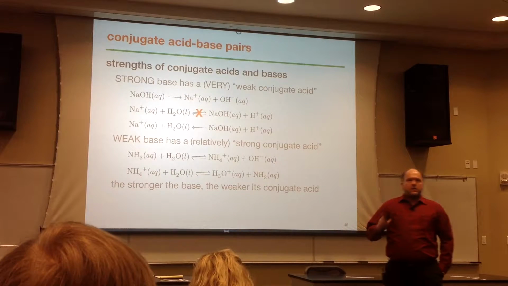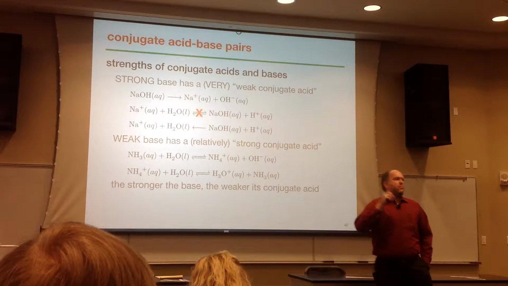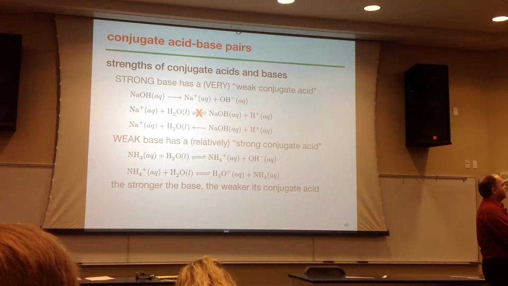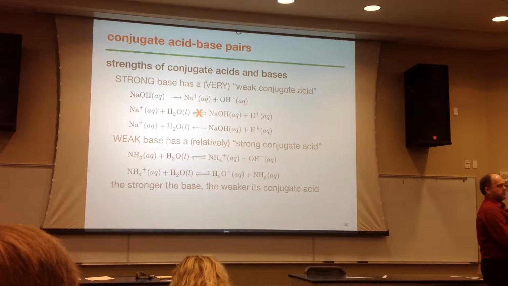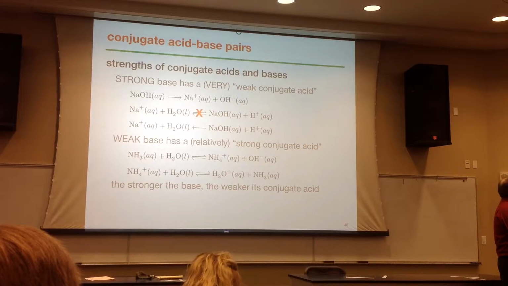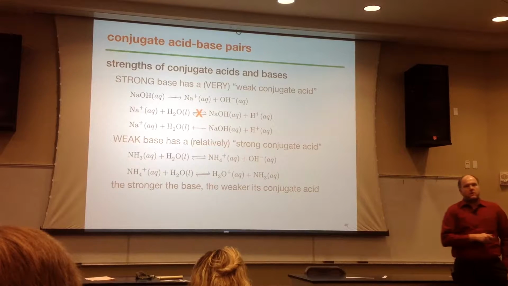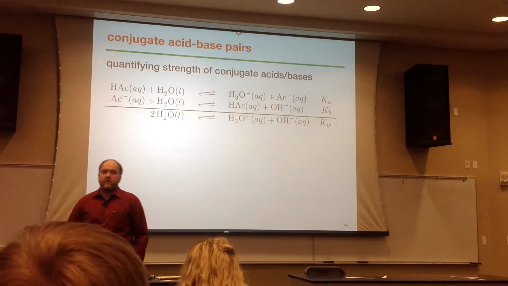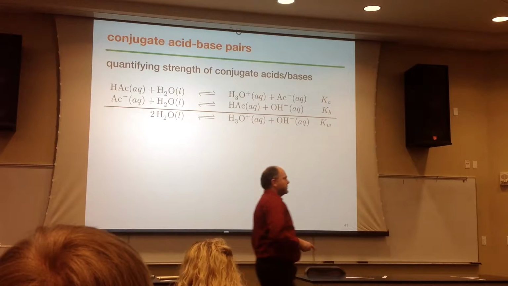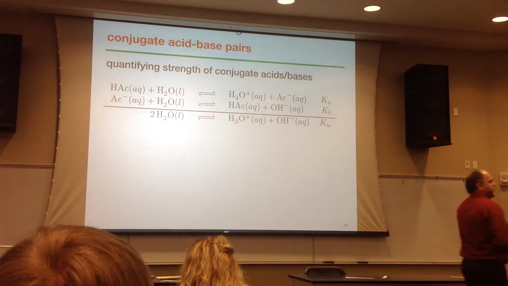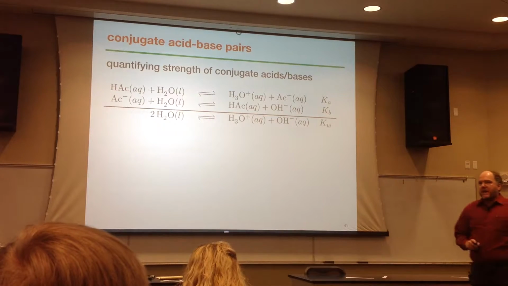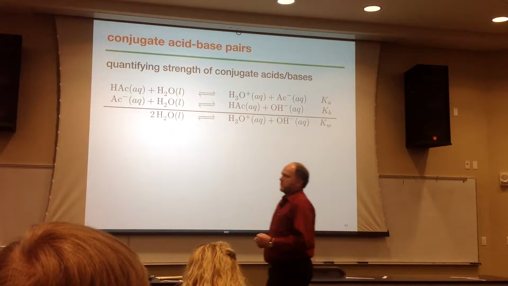Okay? So again, the stronger the base, the weaker its conjugate acid. This is a strong base because this reaction goes forward completely. It does not want to go backwards. This guy here is a weak base because it goes forward and backwards. Meaning this one can also go forward and backwards. All right? So, the stronger the base, the weaker its conjugate acid, and therefore the weaker the base, the stronger its conjugate acid. We can quantify these strengths. Remember that Ka and Kb are a measure of how strong a weak acid or weak base is with respect to one another. All right?